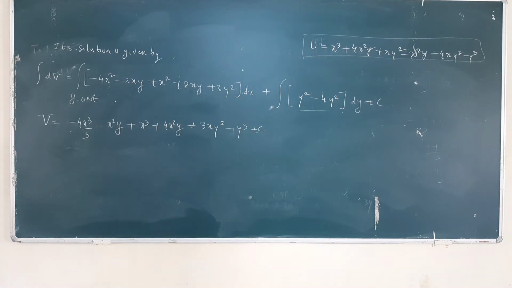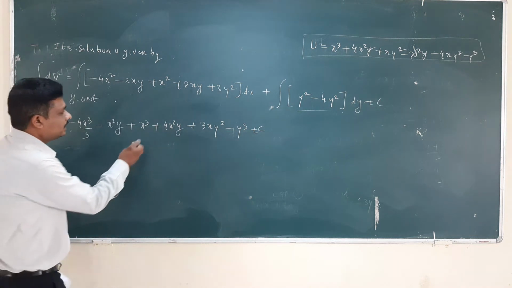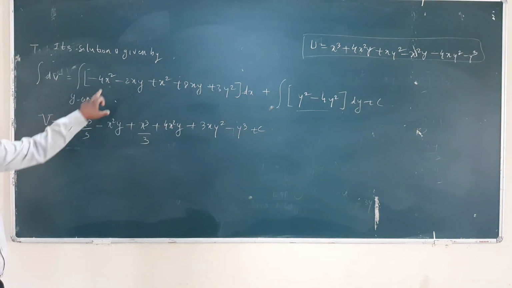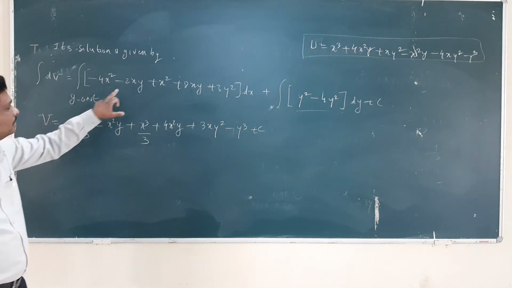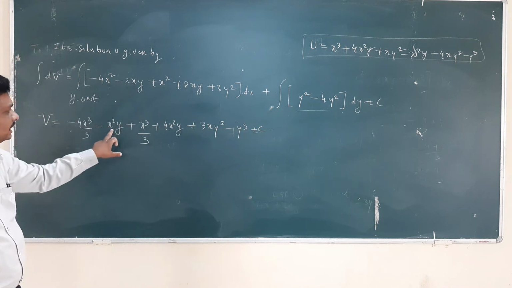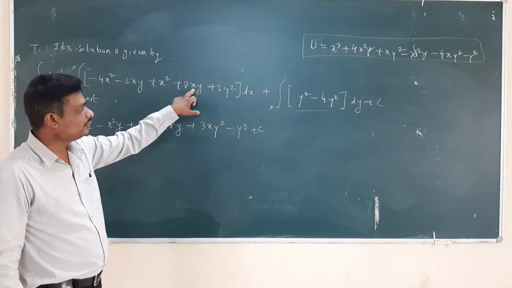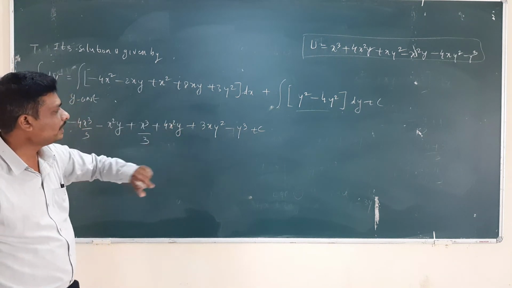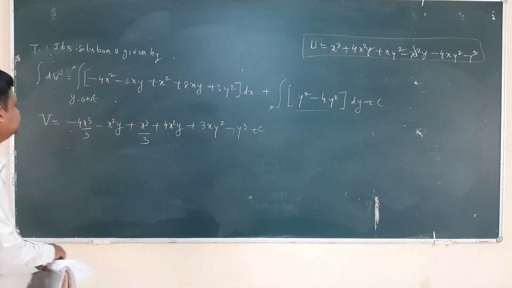So here I have done a small mistake. Integration of x² is x³/3. So once again I will repeat: integration of x² is x³/3, with the −4. Integration of x is x²/2, the 2 and 2 get cancelled, remaining is x²y. Integration of x² is x³/3. Integration of x is x²/2. So this becomes 4x²y, and integration of 3y² is 3xy² − y³ + c.